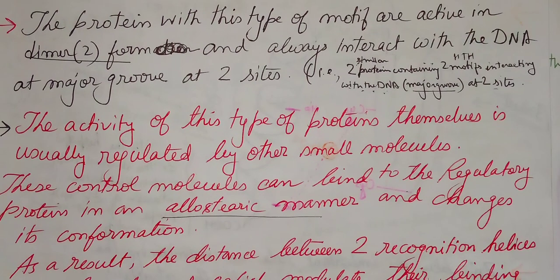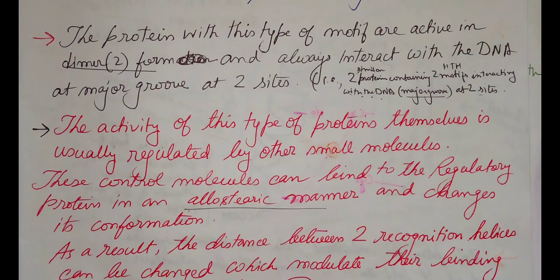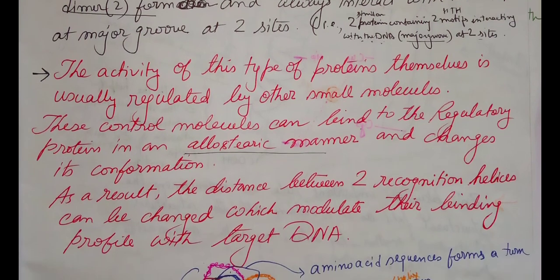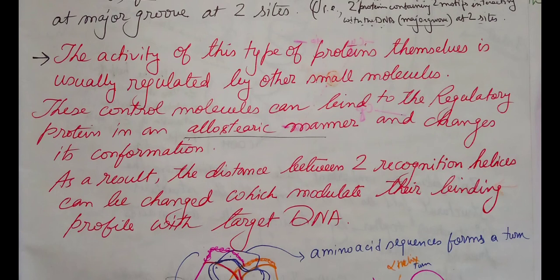Now, the activity of this type of protein is usually regulated by other small molecules. Obviously, maybe some repressor comes and interacts and prevents the activity of that protein. These control molecules can bind to the regulatory proteins in an allosteric manner and change their conformation. As a result, the distance between two recognition helices can be changed, which modulates their binding profile with the target DNA.